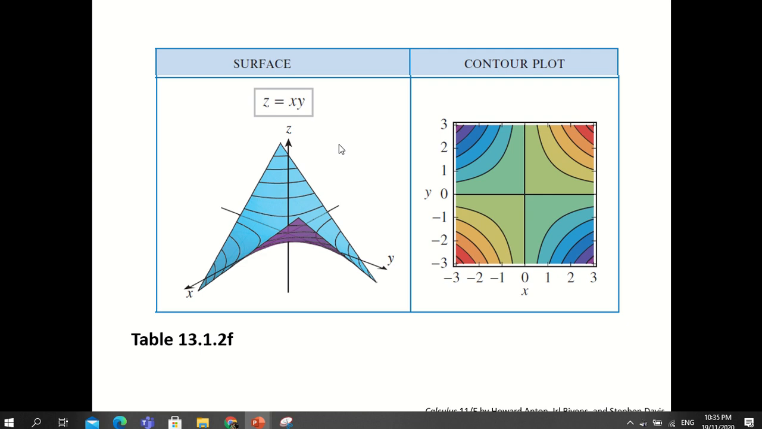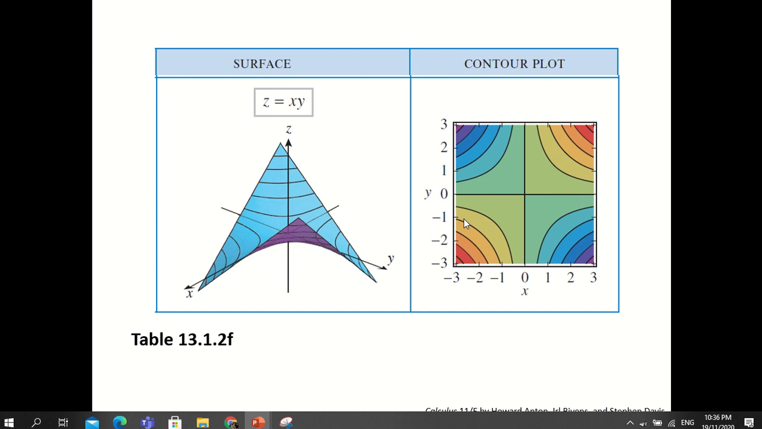Another surface. So we have here z given as a function of x and y, just the product of x and y. So this is the kind of surface that is represented by this kind of graph. In other words, if you're going to plot this surface, you just substitute values for x and y, then you connect the points and you will see this kind of surface. And the contour plot looks like this.